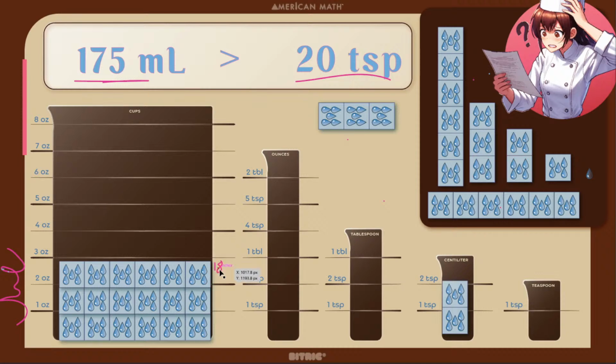There we go. So now that we have 20 teaspoons, we know that 1 ounce holds 30 milliliters. So it'd be 30, 60, and then 90 milliliters for our 3 ounces. We're not done yet. Then we have to go over to our centiliter, which holds 10 milliliters. So 90 plus 10 is 100 milliliters. So that means our 175 would be greater than 20 teaspoons.